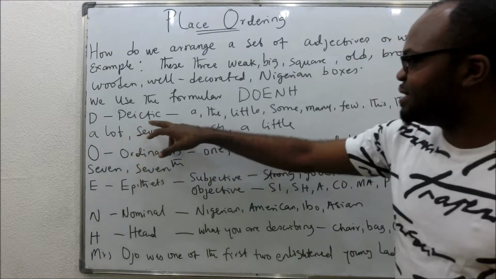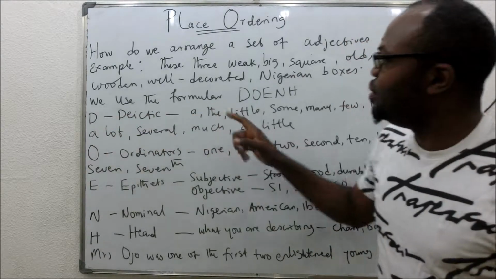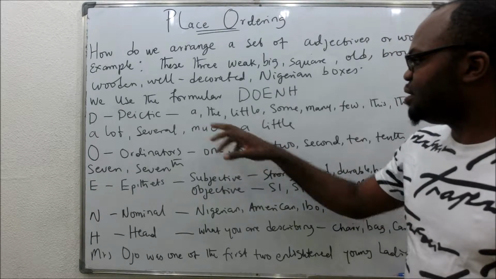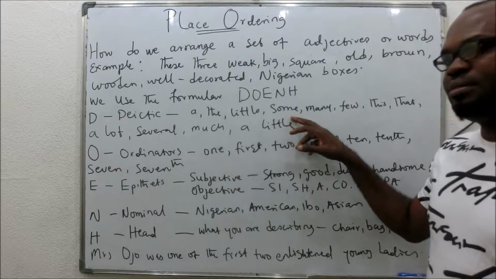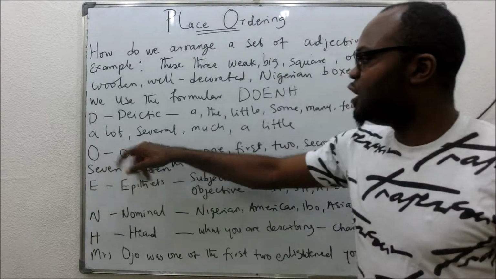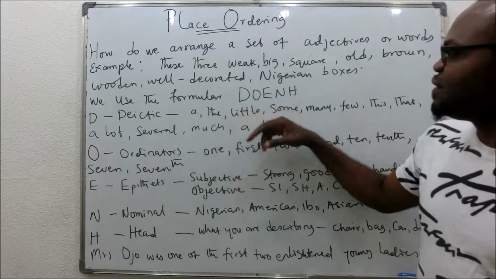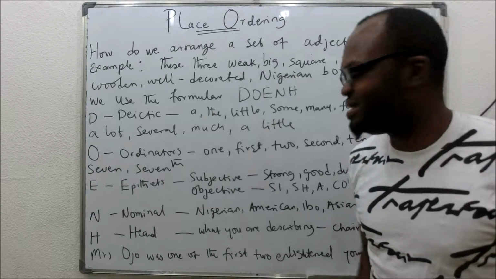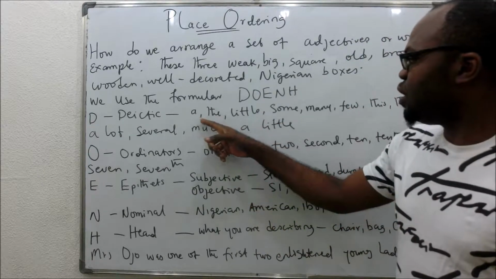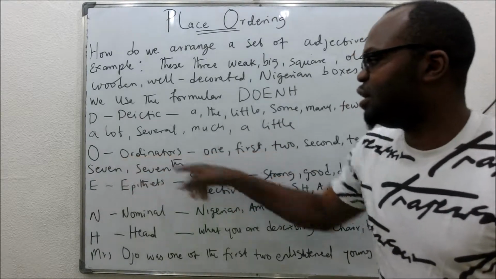D stands for determiner, and the group of words under this D that should be put first are a, the, little, some, many, few, these, that, a lot, several, much, a little. Whenever you see a combination of adjectives that have these words, you should always pick out these words first. After this group of words, then you talk about the ordinators.